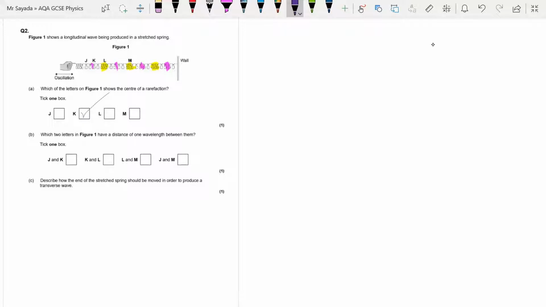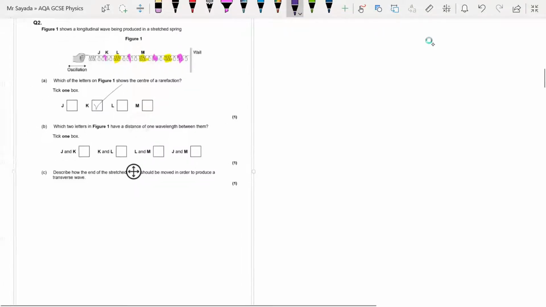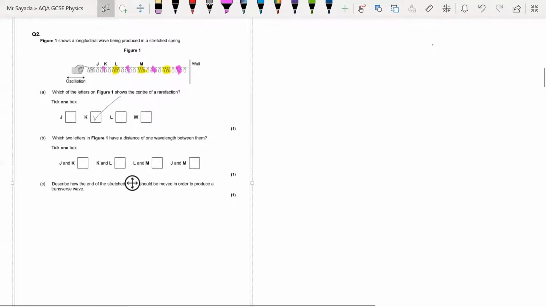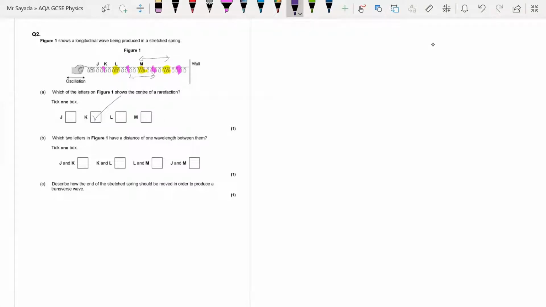Distance of one wavelength between them. So if you go from a compression to a compression or from a rarefaction to a rarefaction, that will be one wavelength. It needs to be from a compression to the next compression or from a rarefaction to the next rarefaction. So for example, the distance from here to here would be one wavelength. Also, the distance from here to here would be a wavelength. In the diagram, you have positions L and M, which are both compressions and are therefore one wavelength apart.